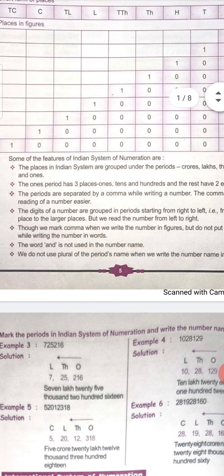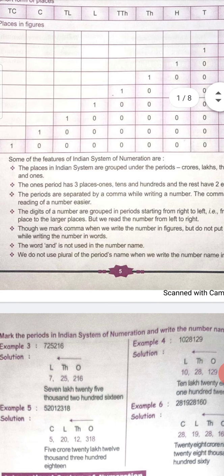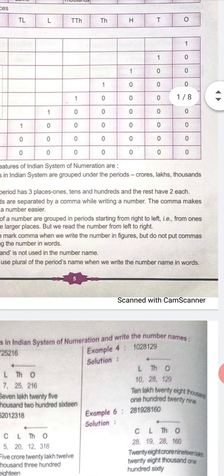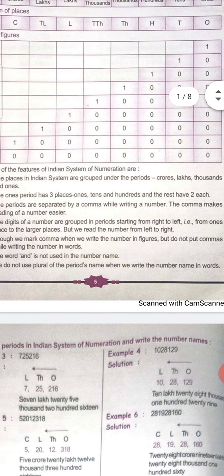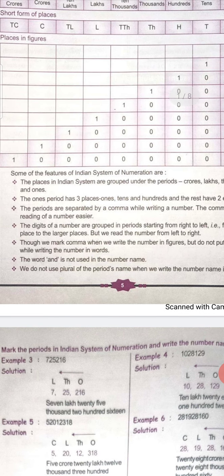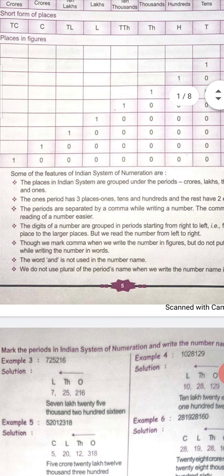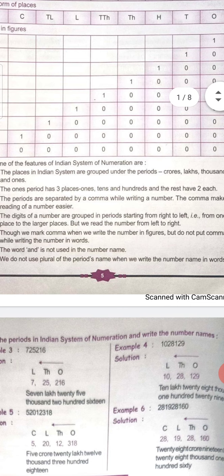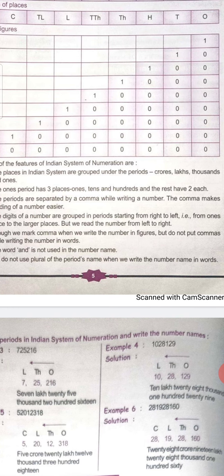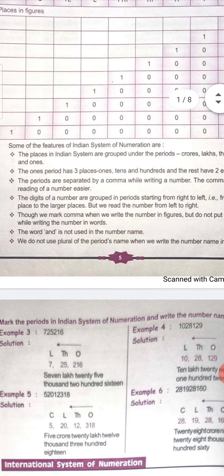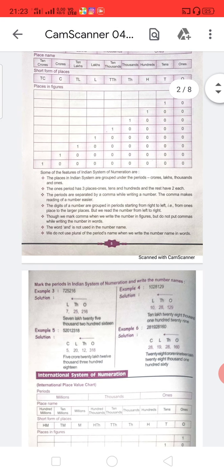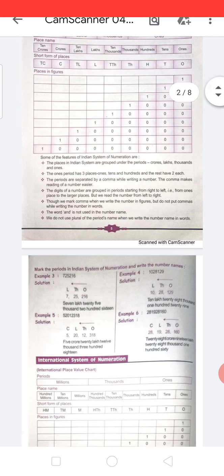In the Indian system, the ones period has 3 places: ones, tens and hundreds, and the rest have 2. But in the international system, the ones period has 3 places: ones, tens and hundreds, and the rest also have 3 places. Then we separate the periods with commas in the Indian system and in the international system.